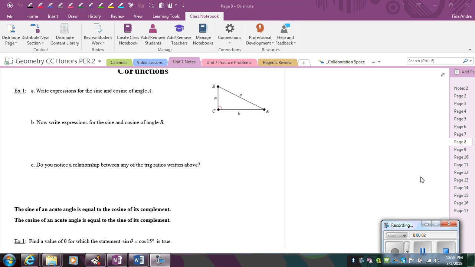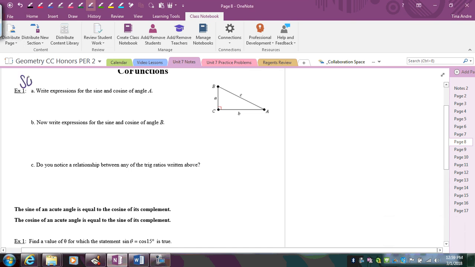In this video, we're going to look at the relationship between sine and cosine. So the first thing I want to do is look at this example and come up with the sine and cosine for angle A, using SOHCAHTOA.